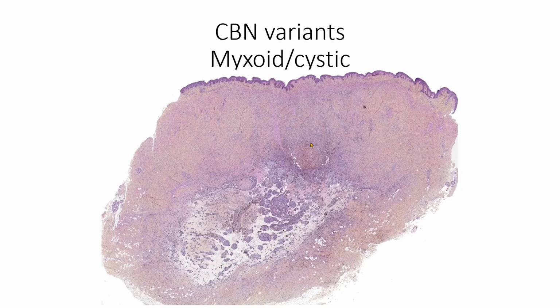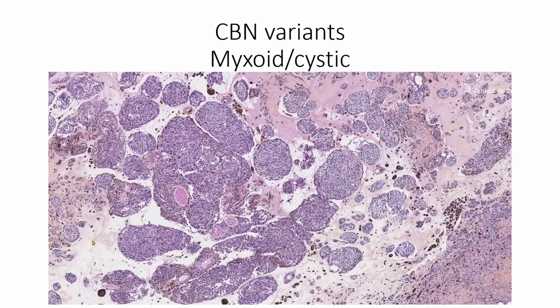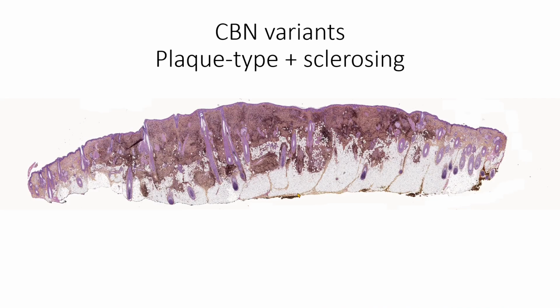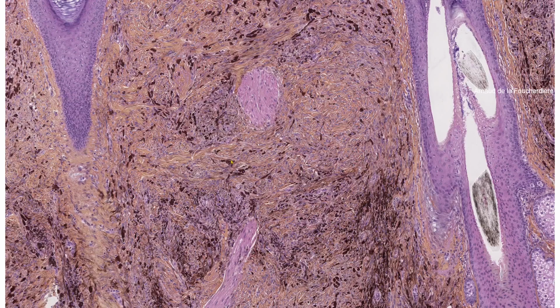Moving to the variants of cellular blue nevus, let's start with myxoid cystic. Usually in the center of the lesion, there will be a different area with this background of serous fluid in which appear to be floating these nests that look like the cellular areas of blue nevus. And there are often some areas of vascular malformations. Another variant is the plaque type with sclerosing here in some cellular areas. You see here again, we're on the scalp, and you have this very important fibrosis in the background.